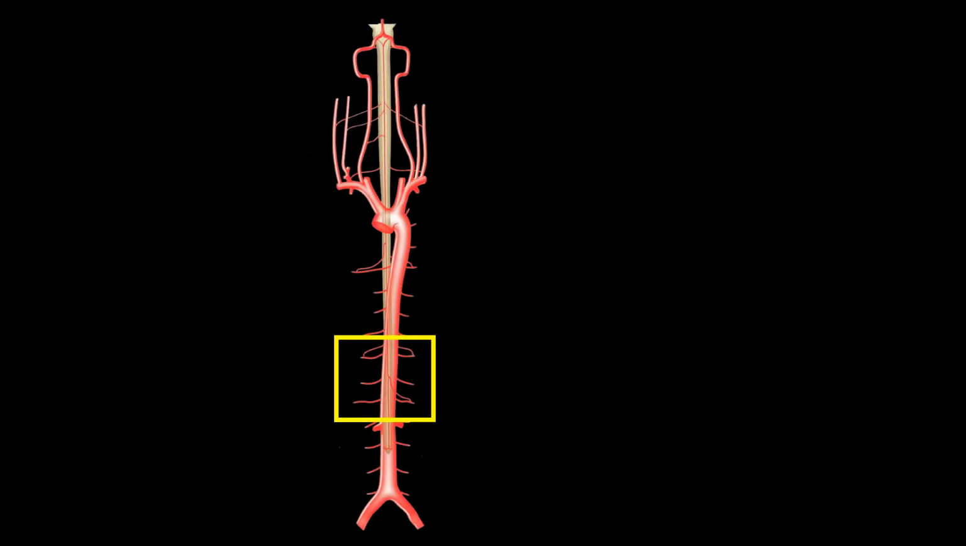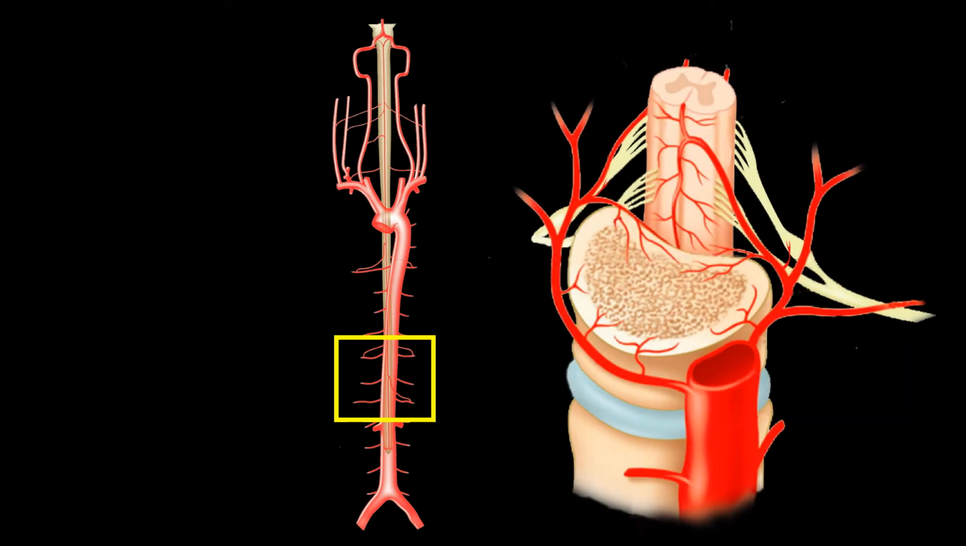Another area of interest regarding the irrigation of the spine is at the mid to low aortic region, which I have enlarged in this frame and added the corresponding vertebrae. I will use this model to indicate how the arteries that irrigate the spine do so.